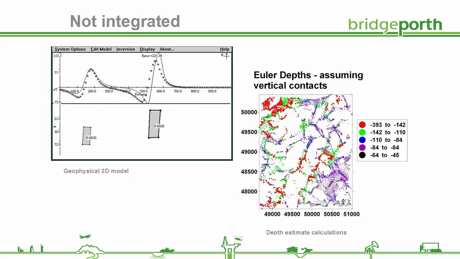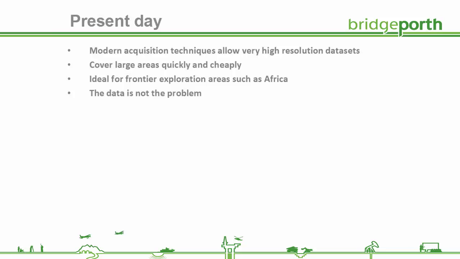So we move on to the present day. Modern acquisition techniques certainly allow very high resolution data sets to be acquired, and one of the advantages is the ability to cover large areas quickly and cheaply, and this is ideal for frontier areas such as Africa. My final point, arguably, is that the data is not the issue. The people acquiring the data are, on the whole, acquiring very good quality, high resolution data. It's that integration that is the key part.